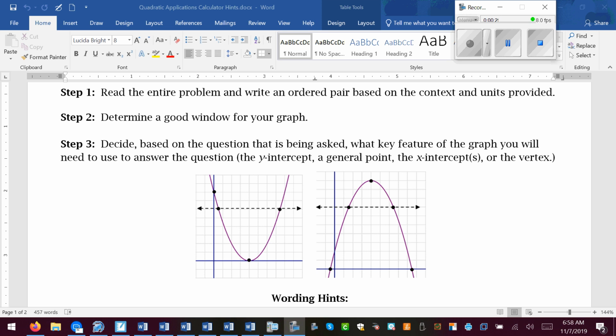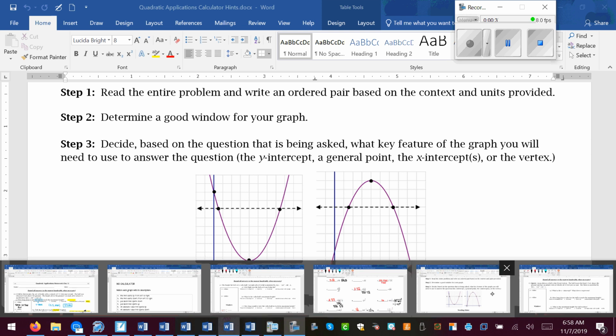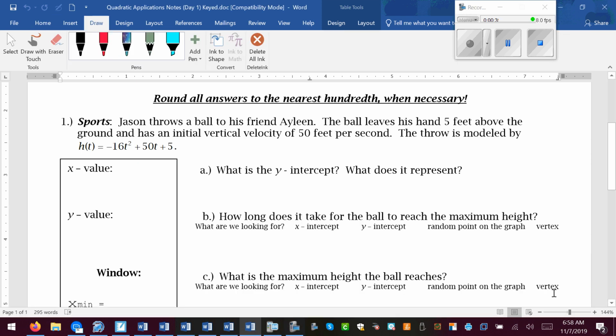So if I'm looking at the gold sheet right now, it says step 1, read the entire problem and write an ordered pair based on the context and units provided. If I go to my worksheet, problem number 1 says Jason throws a ball to his friend Eileen. The ball leaves his hand 5 feet above the ground and has an initial vertical velocity of 50 feet per second. The throw is modeled by h of t equals negative 16t squared plus 50t plus 5.